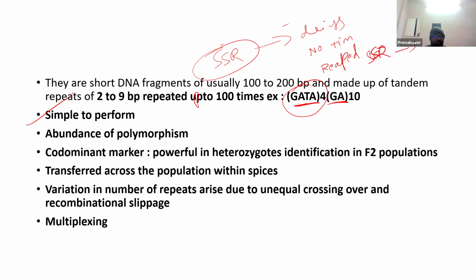And it's very easy to perform and it's very abundant because, for example, maize has nearly 30 to 40% of repetitive DNA, because in any genome, the majority of the DNA is repetitive. It means SSRs are more abundant. Then it's a codominant marker. It can distinguish heterozygote from dominant homozygote.